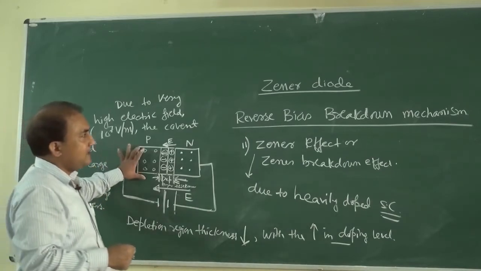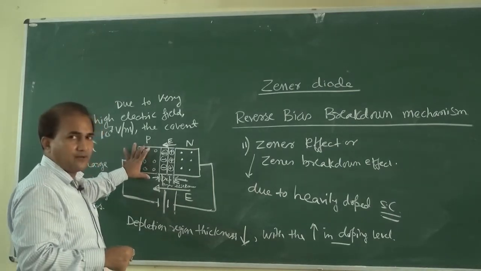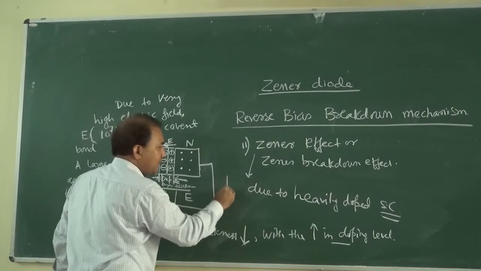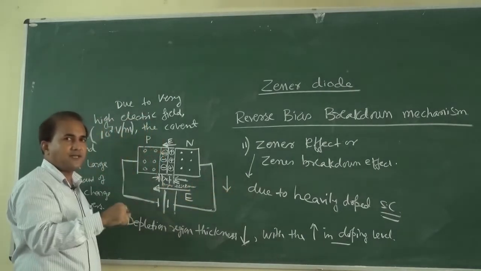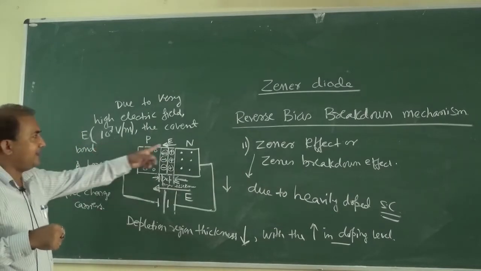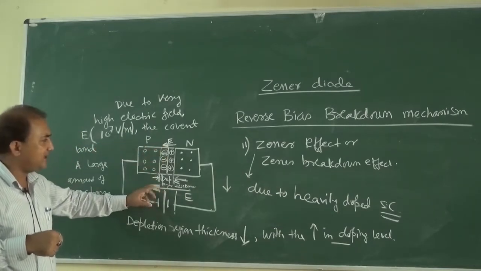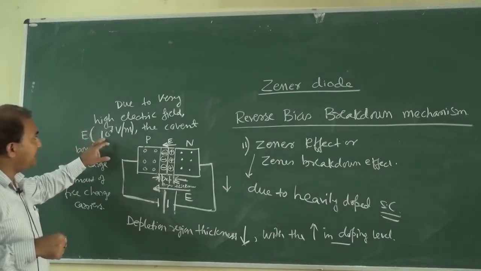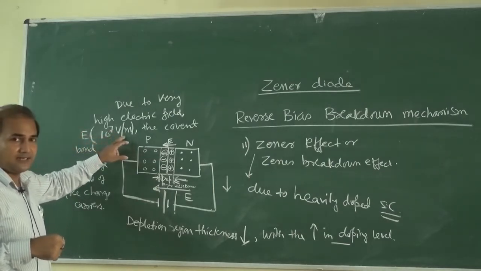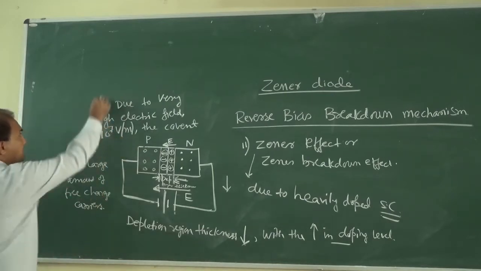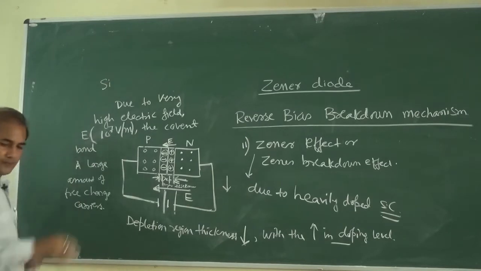So this is the mechanism. This is the Zener diode effect. Because of this Zener effect, a very high reverse current is observed just after the breakdown. Okay. So if the electric field is in the range of 10 to the power 7 volt per meter, then it will break the covalent bond. Suppose this is a silicon atom.